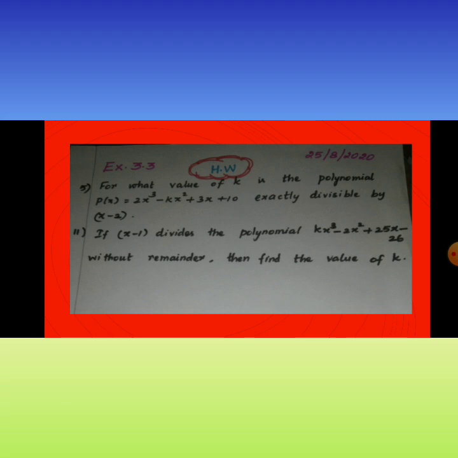Then 11th problem, if x minus 1 divides the polynomial kx cube minus 2x square plus 25x minus 26 without remainder, then find the value of k. Here without remainder is given, so linear polynomial is equal to 0. That is, remainder is equal to 0.